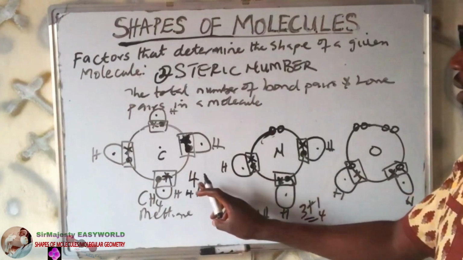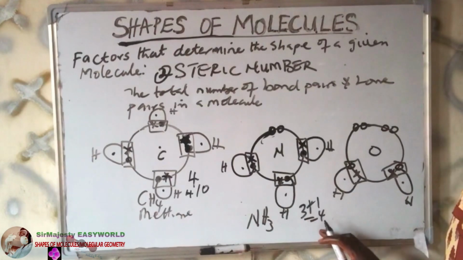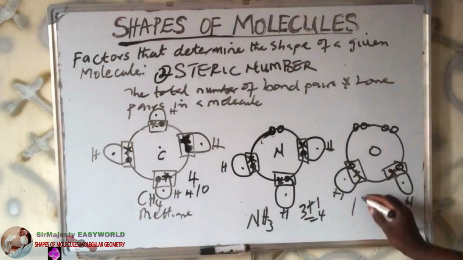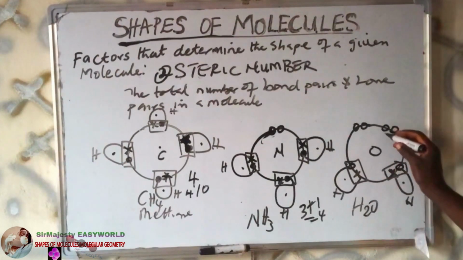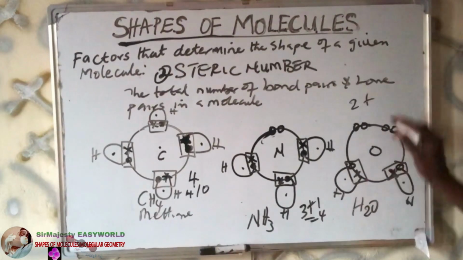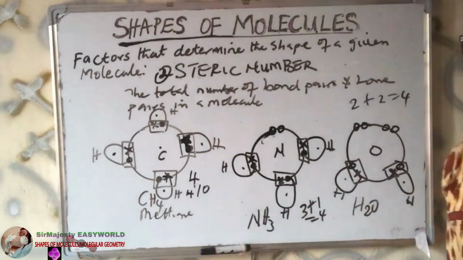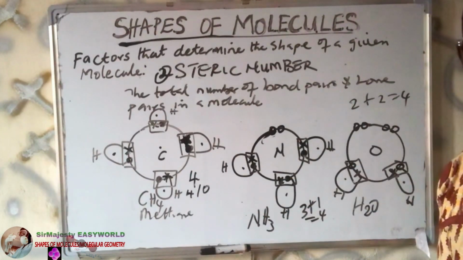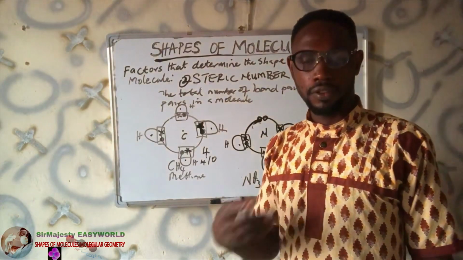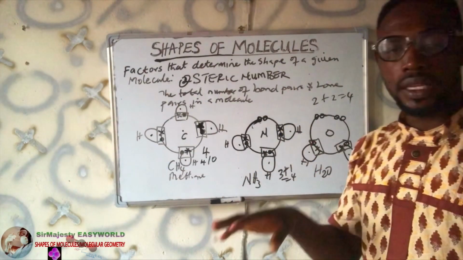Methane has 4 bond pairs and 0 lone pair, while ammonia has 3 bond pairs and 1 lone pair, which will affect the shape. Then this structure here is the water molecule, which has how many lone pairs? It has 2 lone pairs, 1, 2, plus 2 bond pairs, which is 4. So these molecules all have 4 as their steric number. Does it mean that the steric number must be 4? No. Steric number can start from 2. It can be 3, 4, 5, 6. I'll give you examples, but I'm using this for you to understand what we mean by steric number.